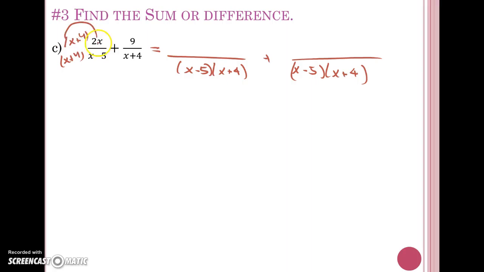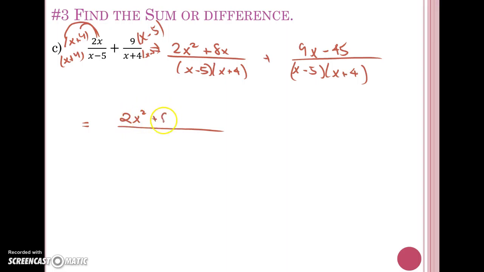Now I'm going to distribute. 2x times x is 2x squared. And then 2x times 4 is 8x. For your second one, hopefully you multiplied by x minus 5 on the top and bottom. And so my new numerator is 9x minus 45. Combining like terms, what do we get? Well, I'm going to have 2x squared plus 8x, that's your first fraction, plus 9x minus 45, all over x minus 5 times x plus 4.